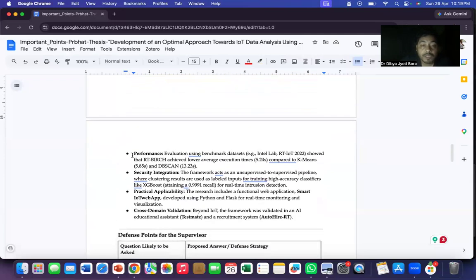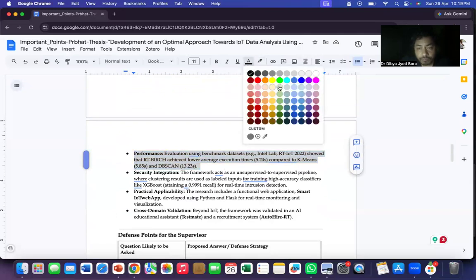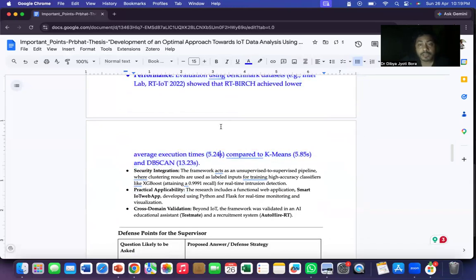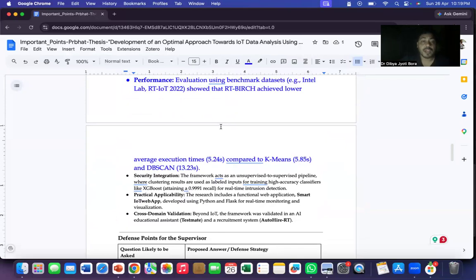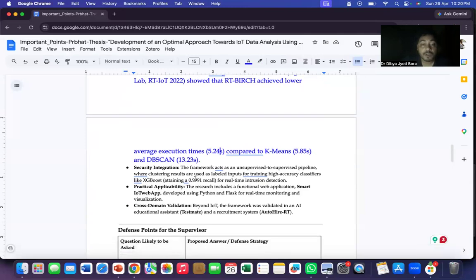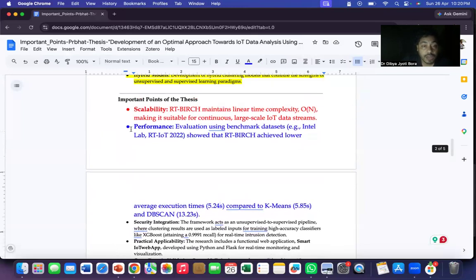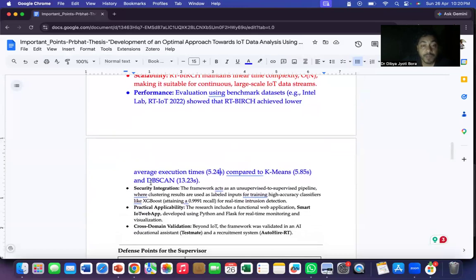Then performance, evaluating the performance with some benchmark datasets like Intel Lab and RT-IoT 2022. It showed that our real-time burst achieves lower average execution time, 5.24 seconds compared to K-means 5.85 seconds, and in this case 13.23 seconds. So that is good. That's why I'm mentioning performance is better.